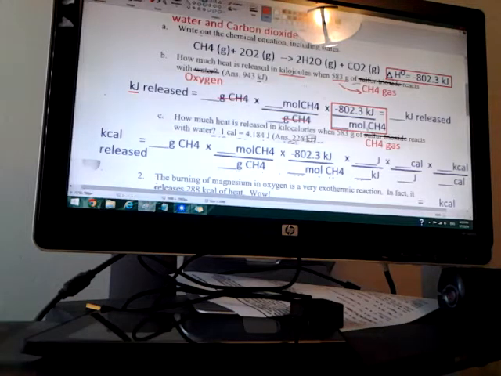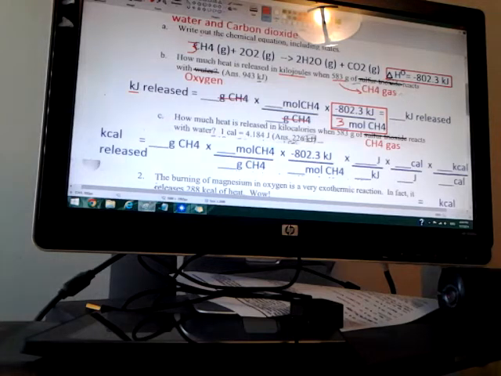And this ratio is assuming that methane is the limiting reactant in this reaction. You're going to produce 802.3 kilojoules per mole of CH4. And if CH4 was like 3 moles, then you'd write 3 moles of CH4 per 802.3 kilojoules, or negative 802.3 kilojoules. But yeah, you see what I mean.